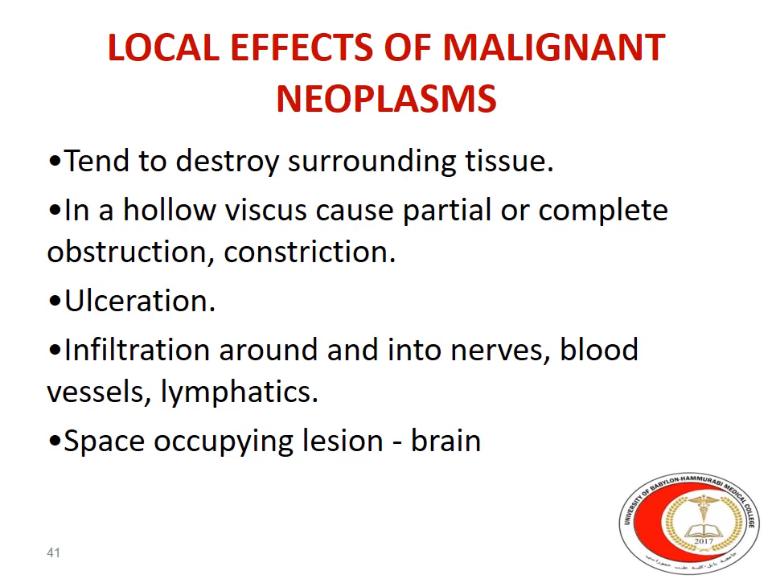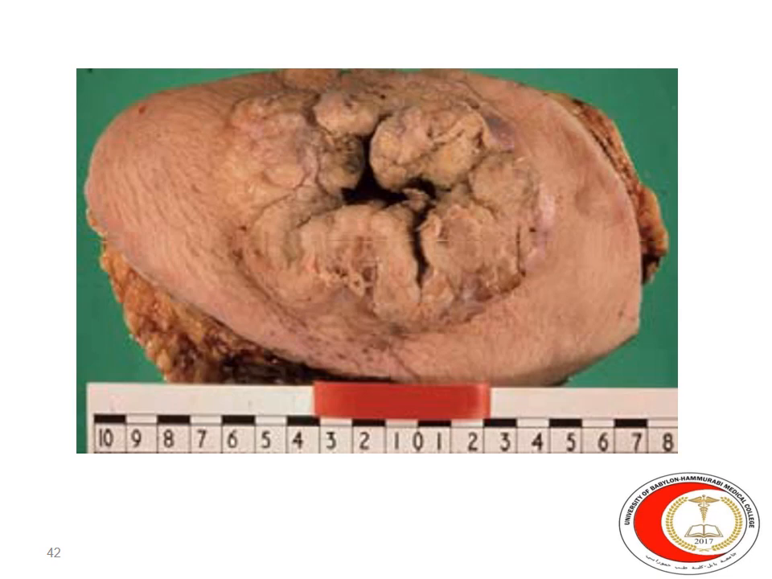It can present as an ulcer, or it infiltrates around nearby blood vessels, nerves, and lymphatics, and of course it can be a space occupying lesion in the brain, just like a benign tumor. This is the local effects of malignant neoplasm. This photograph of a skin ulcer shows ulceration, loss of continuity of the skin, with this ugly-shaped fungating neoplasm.